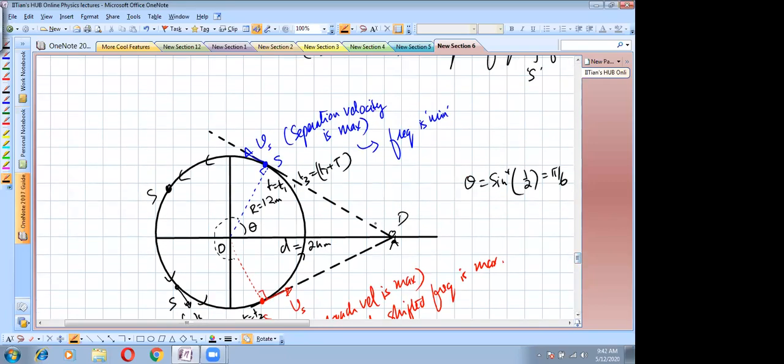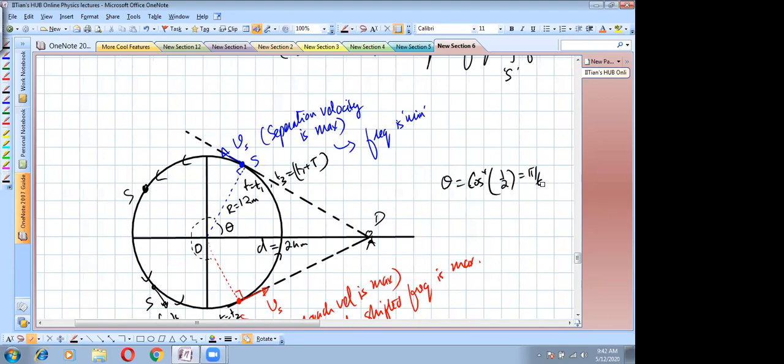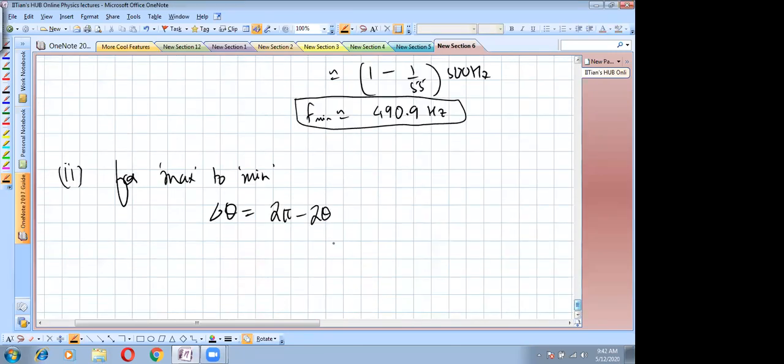Oh, sorry, theta is cos inverse, not sine inverse. So cos inverse half will give you pi by 3. So this will become pi by 3. So that one will be 240 and this one will be 120. 2 theta will be, okay, so this one will become 2 pi minus 2 pi by 3, or 4 pi by 3.